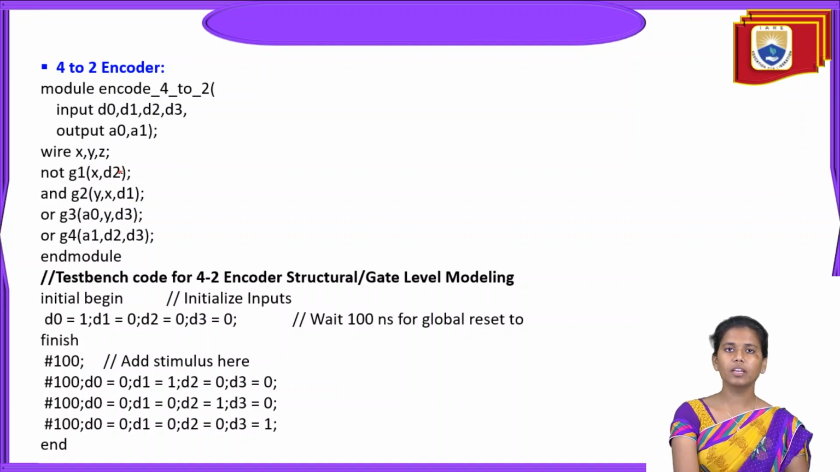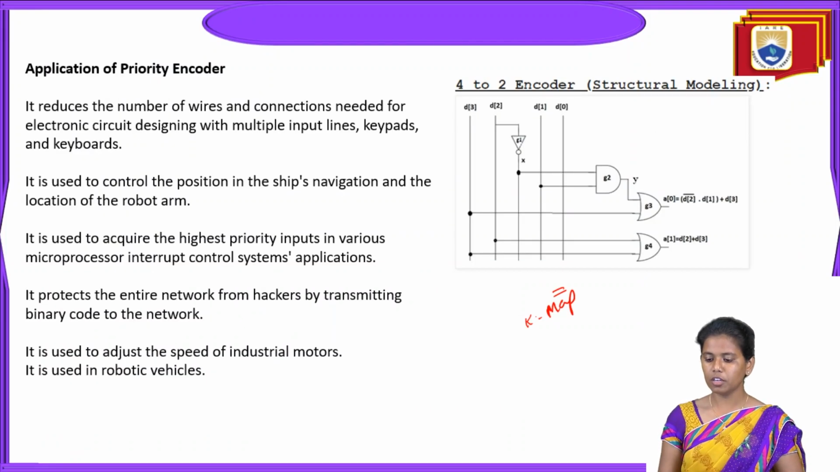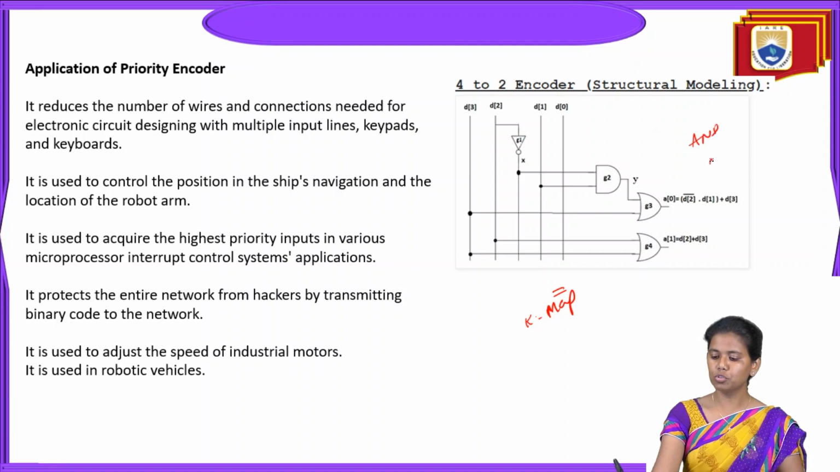Then what I am doing is, in order to connect all these components, the inputs with respect to the outputs, I am using wires X, Y, Z, declared, and then a NOT gate. So what sort of gates are we using here? In the circuit diagram, if you observe, we have used an AND gate, an OR gate, and also the NOT gate.